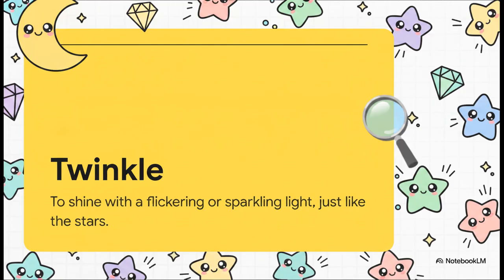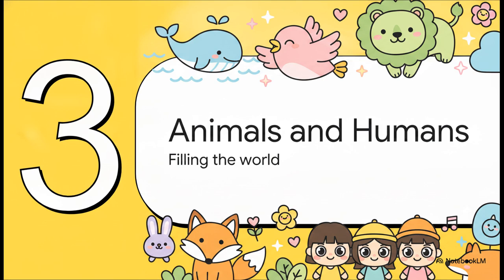The definition provided is to shine with a flickering or sparkling light, just like the stars. By tying the vocabulary directly back to the narrative imagery of those shiny diamonds, the source material just beautifully reinforces the whole learning process. That takes us to section 3, animals and humans, filling the world.